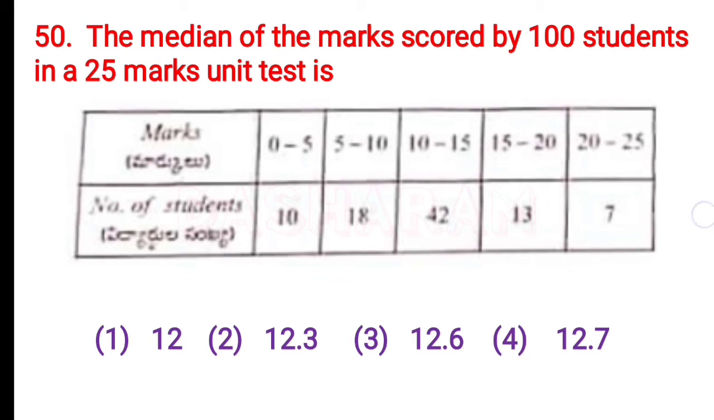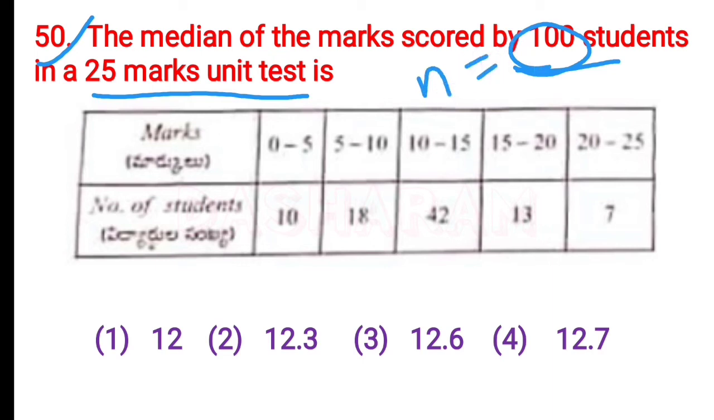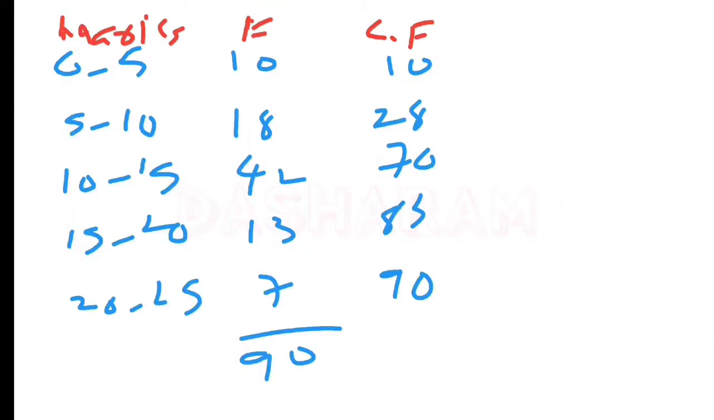Question number 50: the median of the marks scored by 100 students in a 25 marks unit test. That means n is given as 100 students in the 25 marks unit test. The marks are given as 0 to 5, 10 students; 5 to 10, 18; up to 20 to 25 marks, got by 7 students. Here is the table I prepared: marks, frequency, cumulative frequency. Here the total frequency is 90. So 90 by 2 is 45.